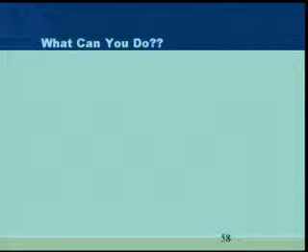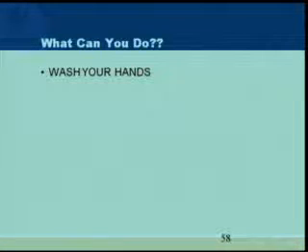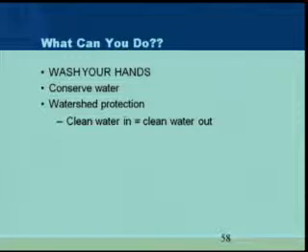Well, the single most important thing you can do is wash your hands. You tell them in the beginning, you tell them in the middle, you tell them at the end. So we've got that out there as part of our marketing strategy. You can also conserve water. You can protect that finite resource here in the United States. Watershed protection. It makes intuitive sense: if it's clean water coming in, it's better to take care of it, clean water going out.